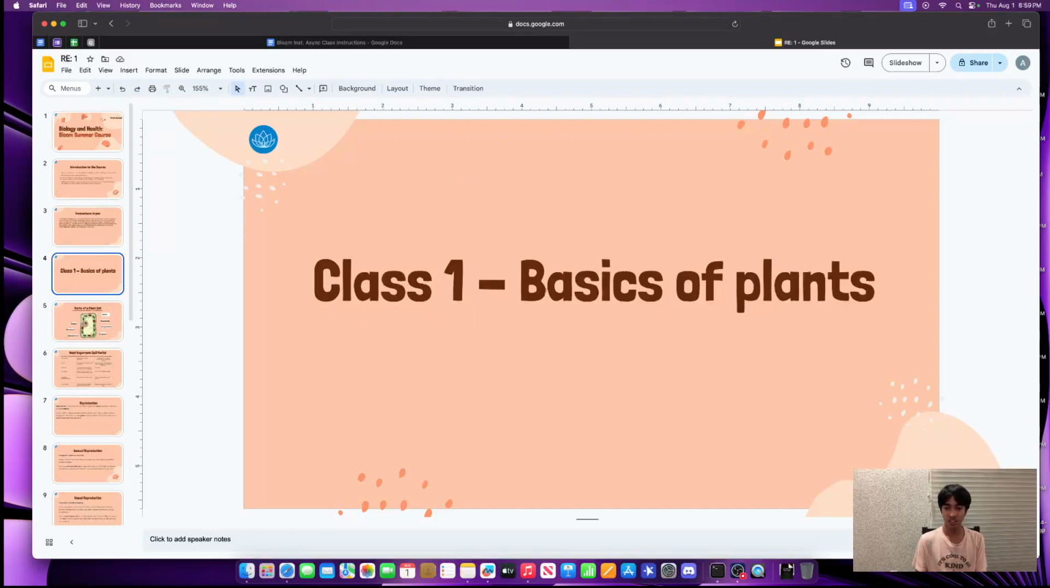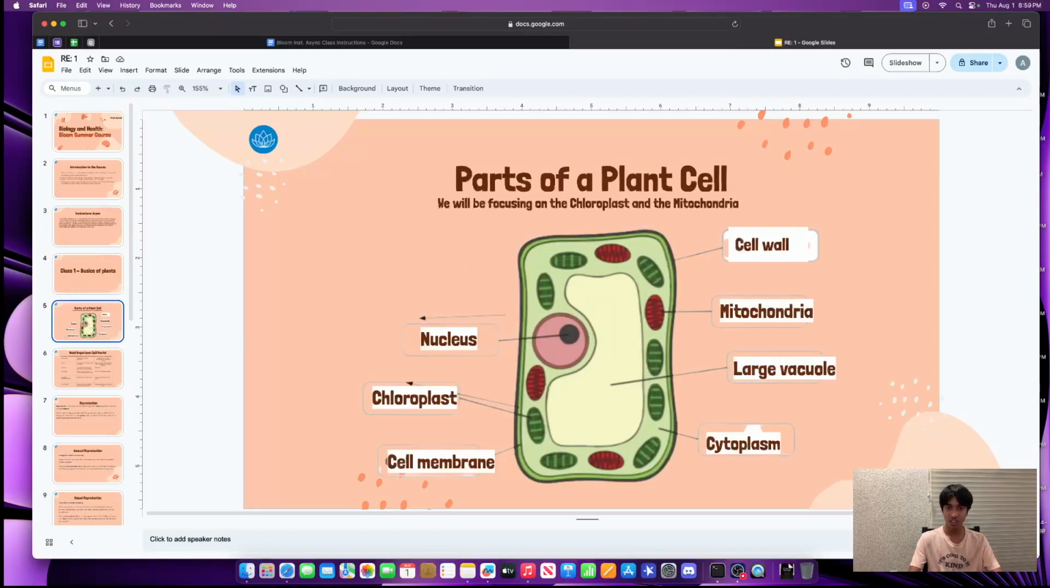Here is the first class, which is the basics of plants. You can write this down in your notes and let's get started. So here are the parts of a plant cell. We'll be focusing mostly on the chloroplast and the mitochondria in this unit, but you can just write down these different parts. So you can take a second to jot this down and the image as well.